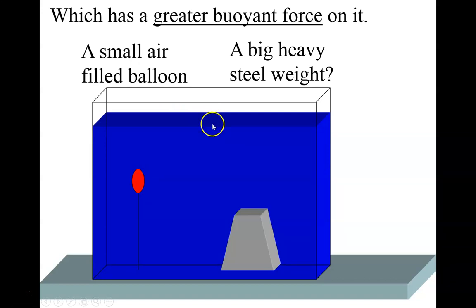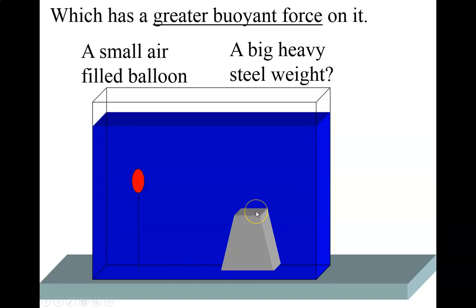So if I asked you a question, which has the greater buoyant force acting on it, a small air-filled balloon or a big heavy steel weight, you would say the buoyant force is equal to the weight of the fluid displaced. Which one displaced more fluid, the balloon or the steel? The steel did.